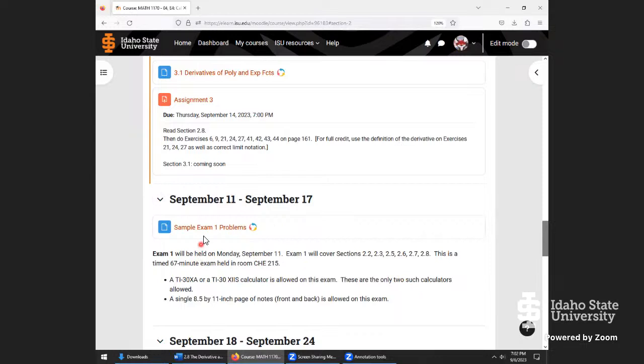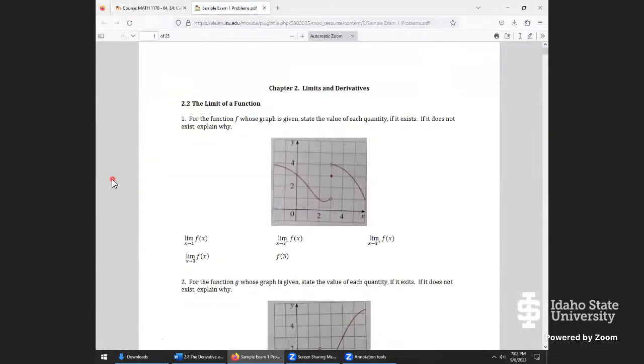And last thing I put here that's new is the sample exam 1 problems. What this really is, is an attempt to write out what a test bank might look like for this course. So it's going to go on a section by section basis and show what problems would be considered good exam 1 problems for this class.